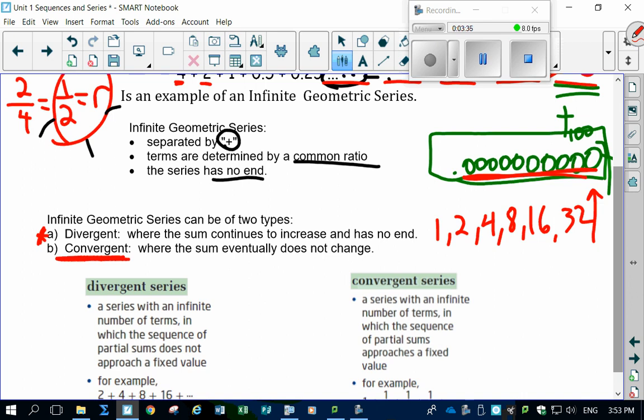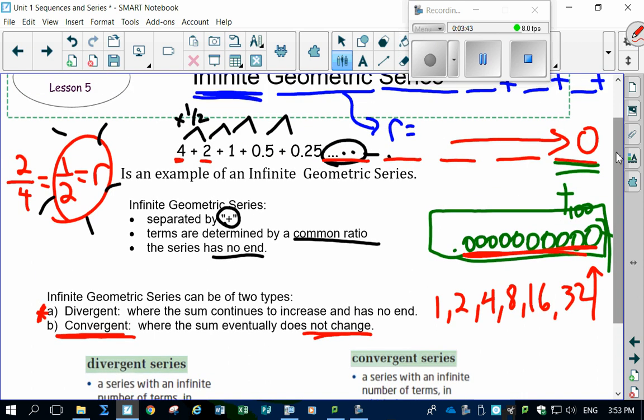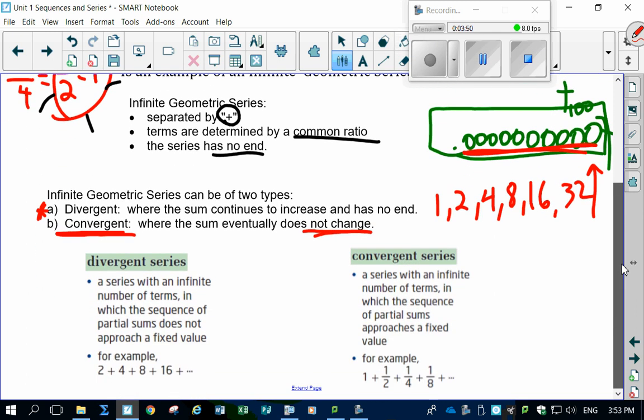When it's convergent, this means the sum doesn't eventually change. What does this mean? It's this one here. Look how these guys are starting big and getting smaller and smaller and smaller, so it doesn't change. So by your textbook definition, convergent means it's an infinite number of terms where the sums approach a fixed value. Divergent does not approach a fixed value.